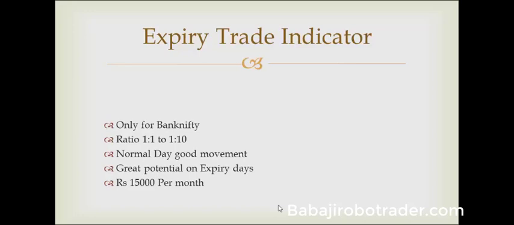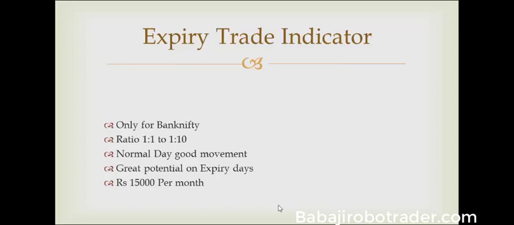So, the ratio: how much can we expect from this indicator? The minimum will be 1:1 and the maximum we can expect is up to 1:10. Sometimes it may go even higher, from 5 rupees to 40 rupees or from about 10 rupees to 150 rupees. So on a normal day we can use it for good momentum.